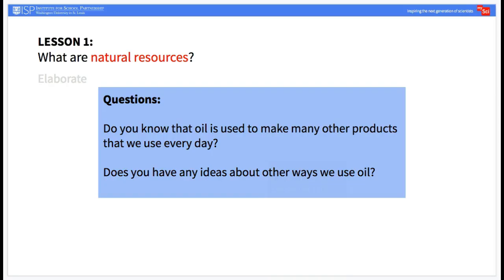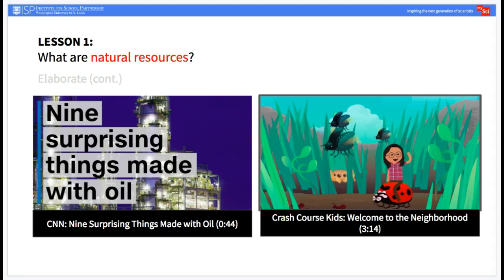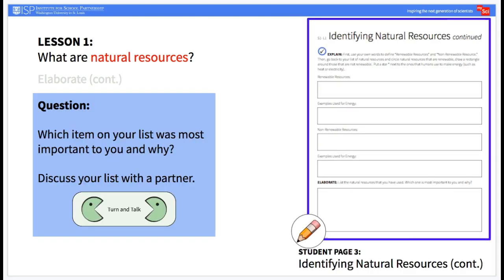In the Elaborate portion of this lesson, students will investigate the uses of natural resources beyond energy. They will obtain information from videos in order to explain that all materials are either natural resources or created from natural resources. Lastly, they will discuss how many of these materials are important in their lives.